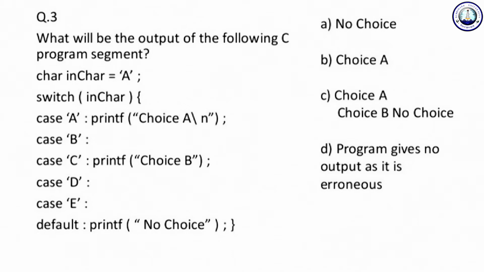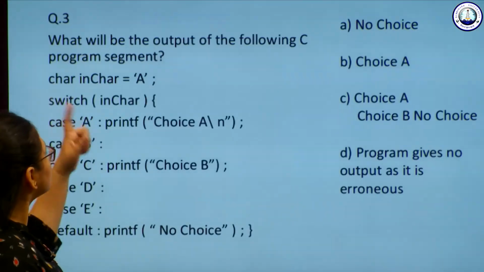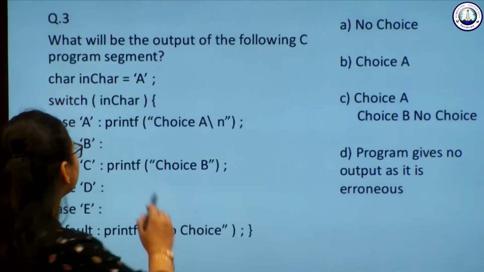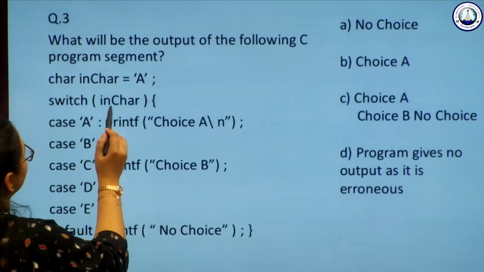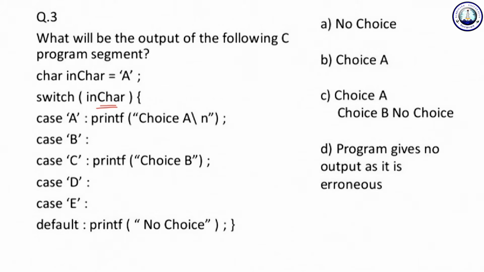This question was asked in GATE 2012. So, here a C programming segment is given, and here a switch case is being used. Switch case is being used here, and it is a char character they had mentioned here. So, the data type declared here is character, and the value stored there is A. So, when we write switch, it will be A.